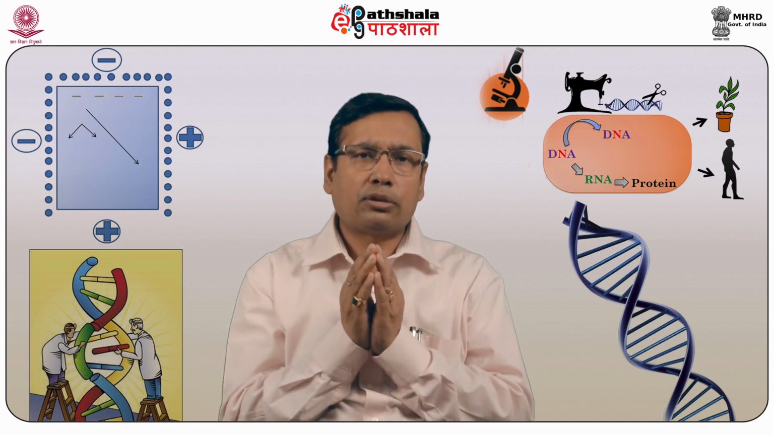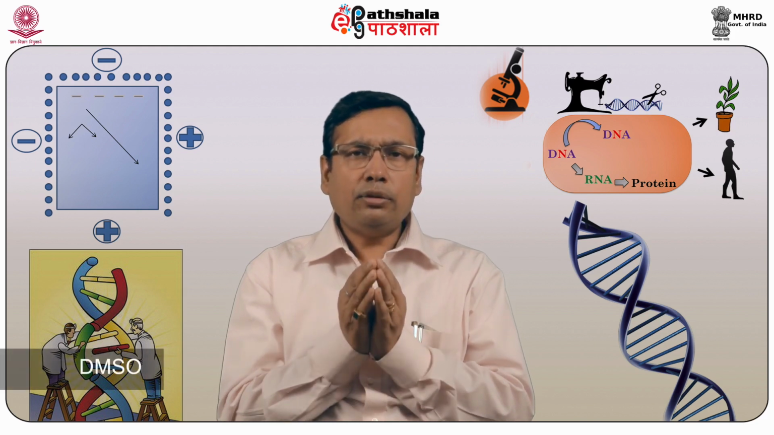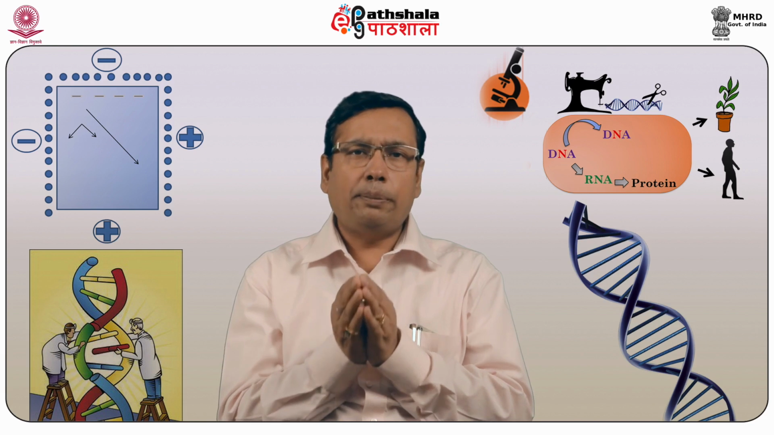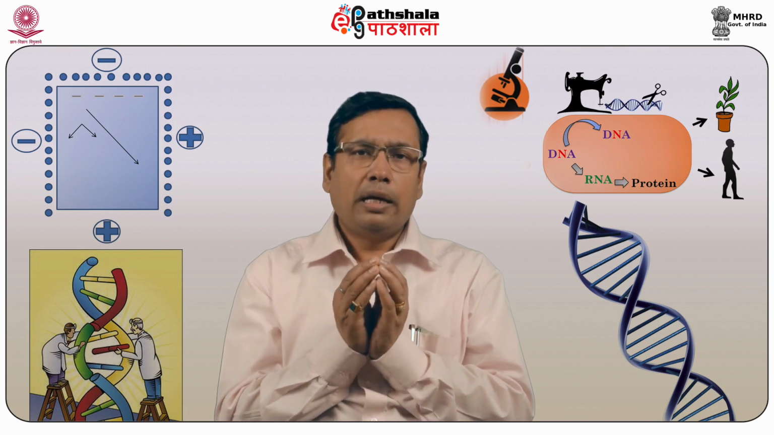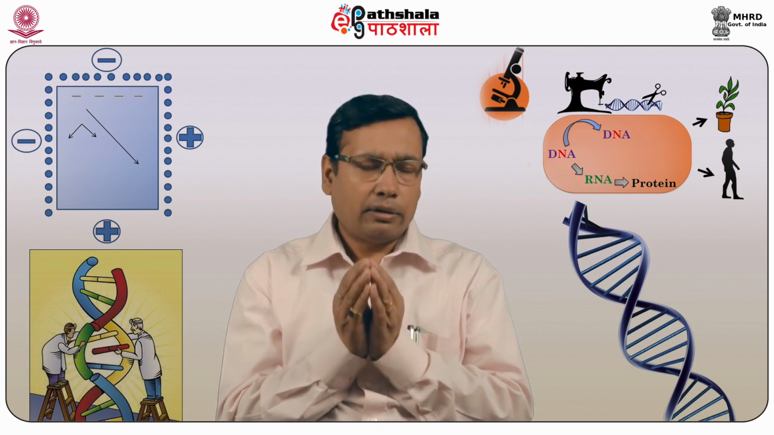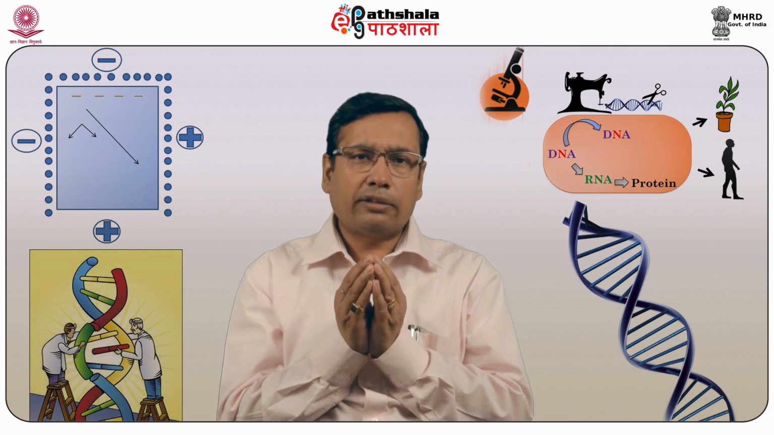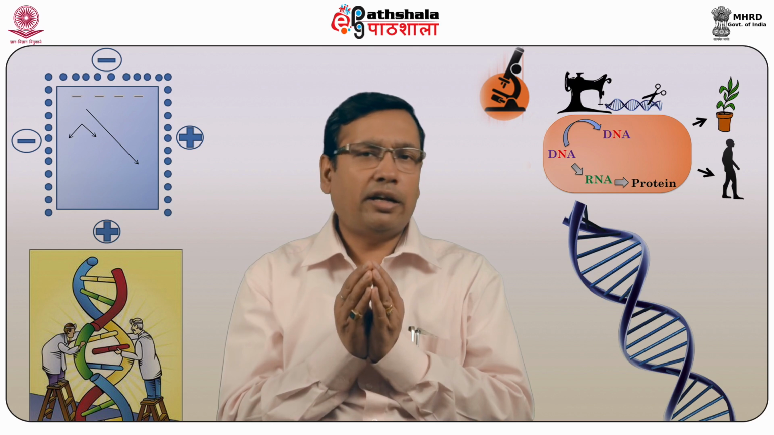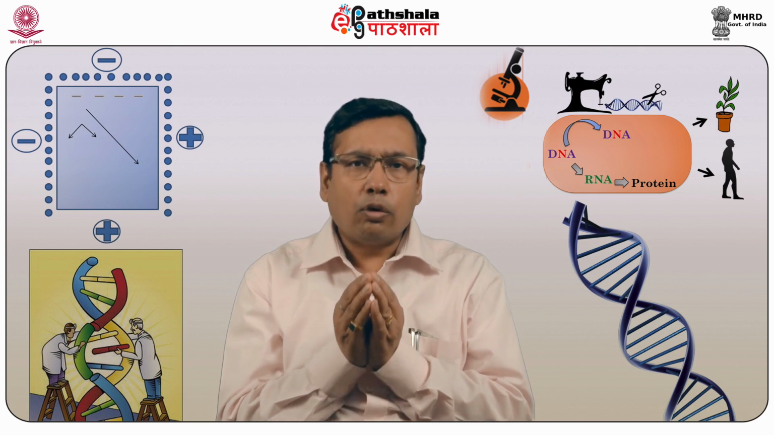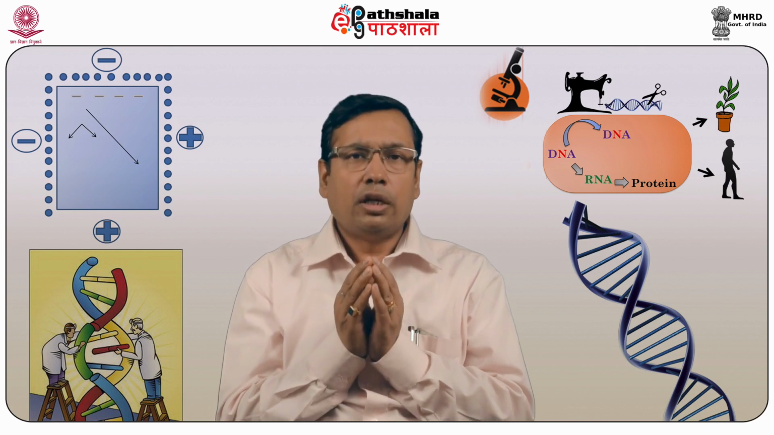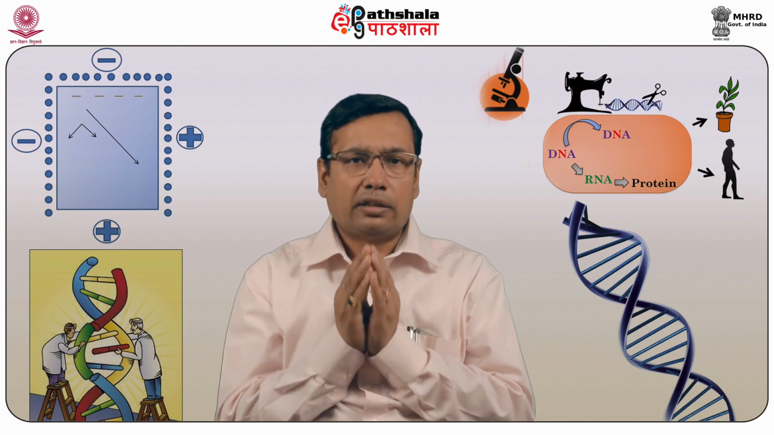Now come to the DMSO. DMSO is usually 2 to 5% volume by volume, and what is it doing? It is doing the denaturation, keeping the GC-rich template and primer strands from forming secondary structure. So DMSO can prevent this.